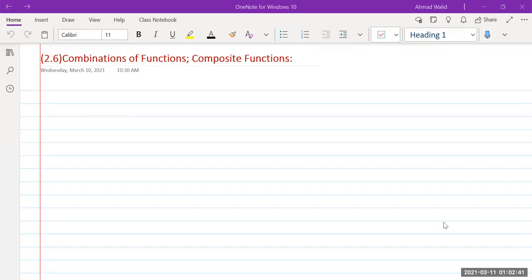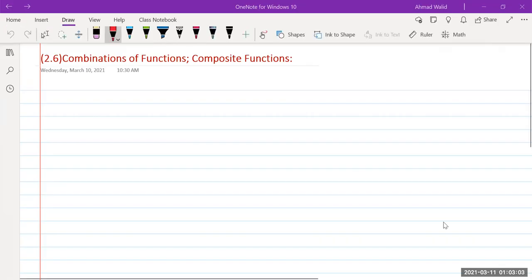Hello all, let's start section 2.6. We are talking still on functions, more on functions. Here we talk about combinations of functions and also composite functions, or composition of functions.